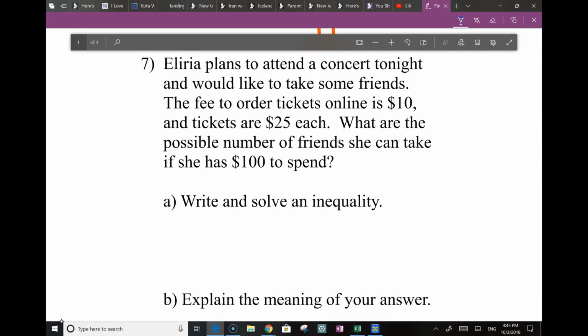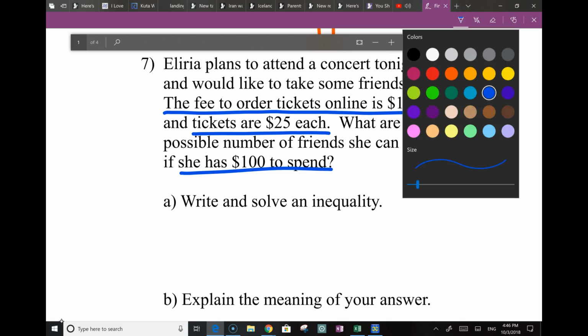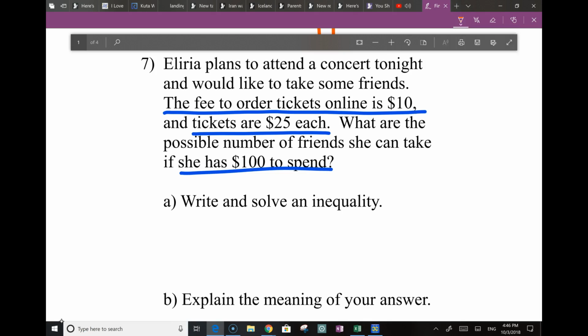Lydia plans to attend a concert tonight and would like to take some friends. The fee to order tickets online is $10 and tickets are $25 each. This right away is important information for me to know. The fee to order online tickets is $10. Each ticket is $25. And look at this. So she has $100 to spend, and knowing these three facts, the focus question is, what are the possible number of friends she can take?